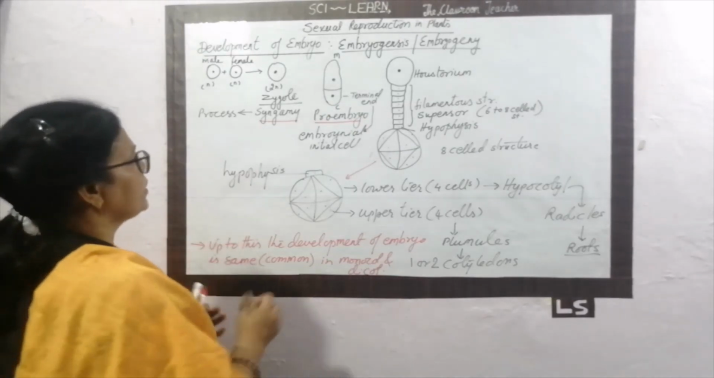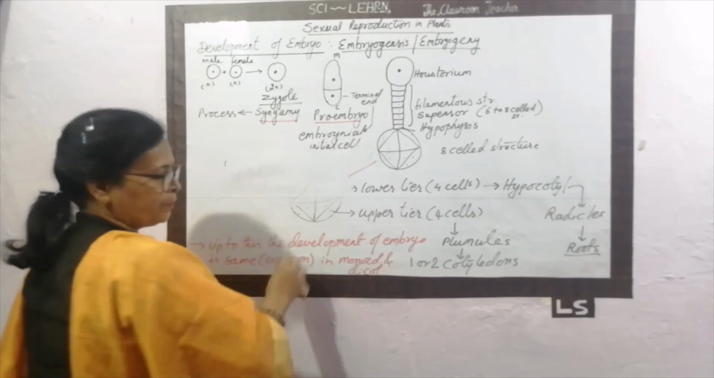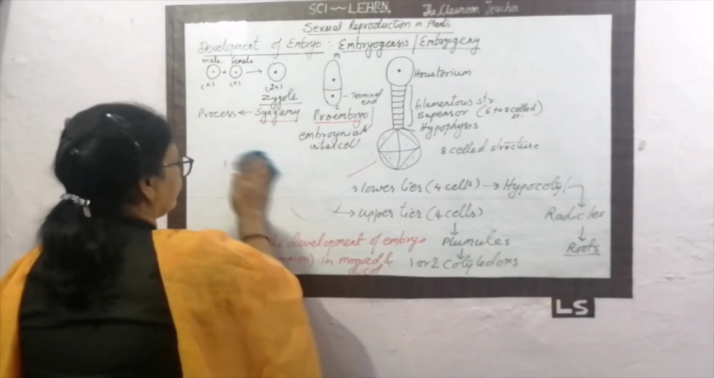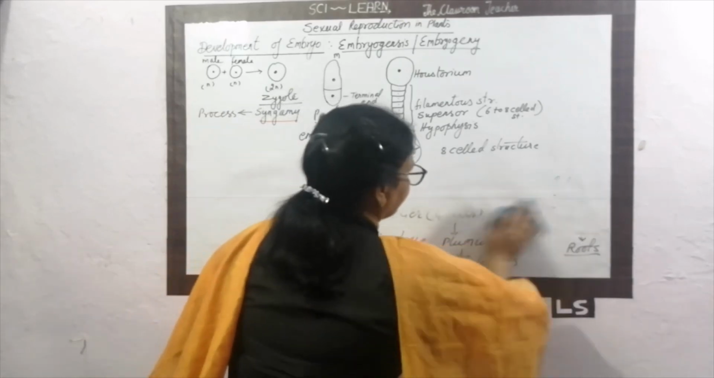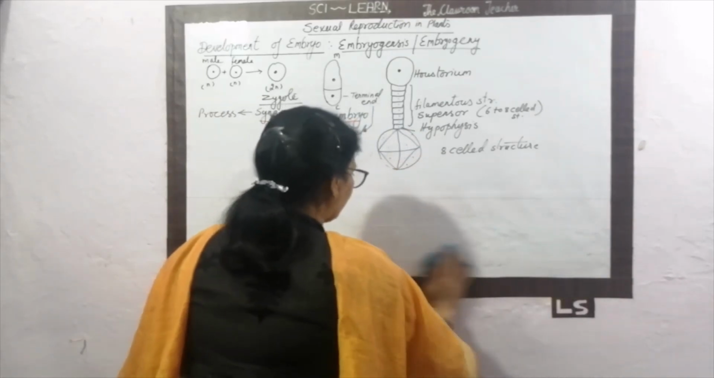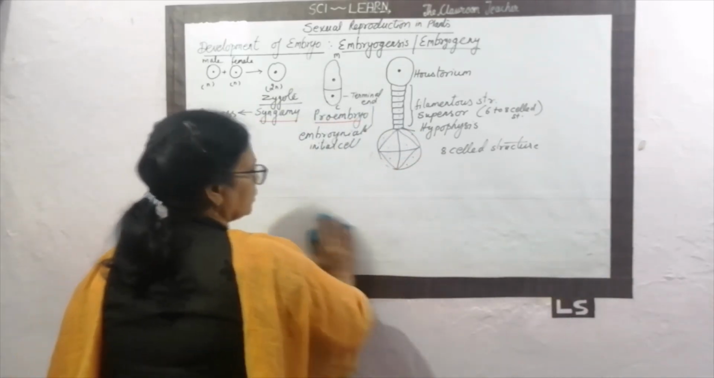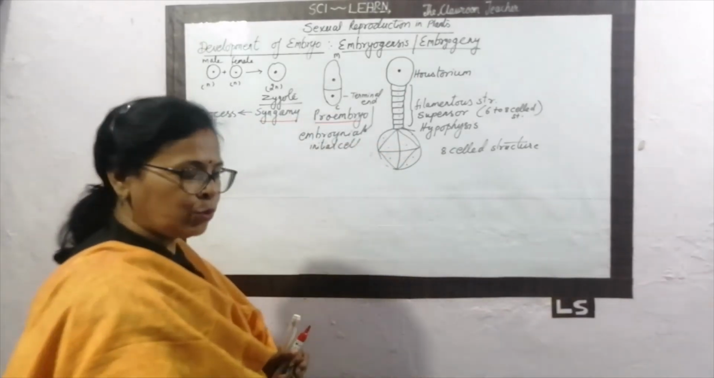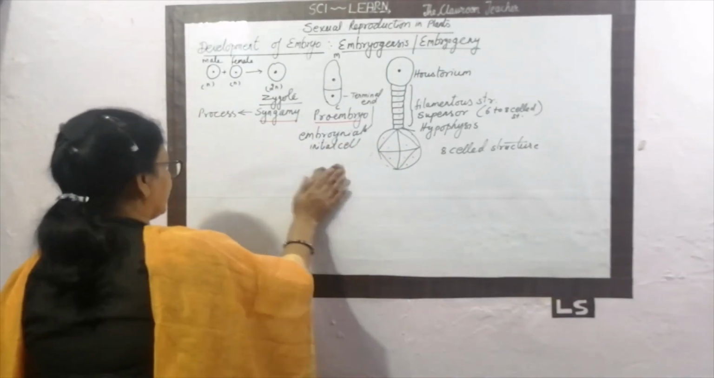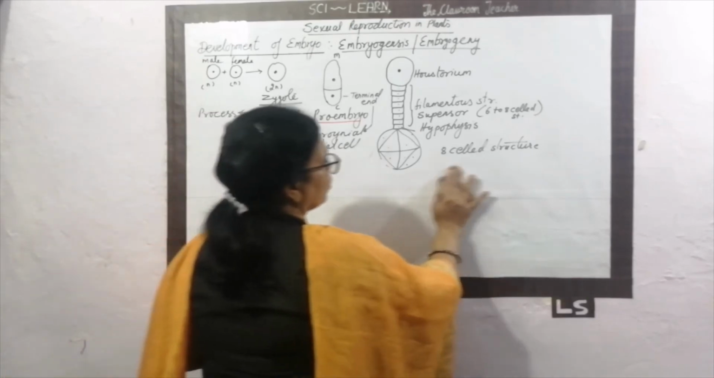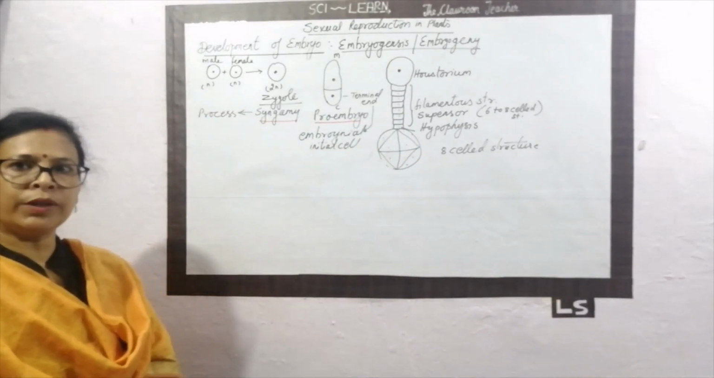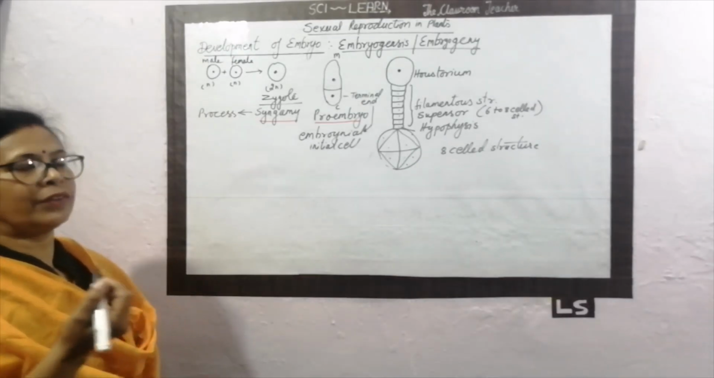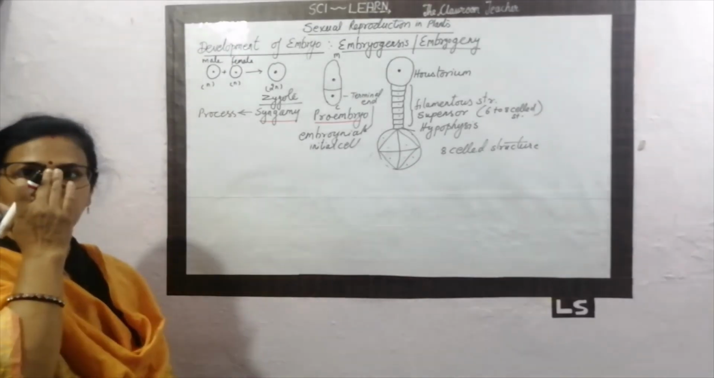What we have to write, I'm going to rub this. Okay, now what is going on up to here? Must remember, up to here, the process is very much common for monocot as well as dicot. So what happened up to here? First, the process of development of embryo is called embryogenesis.